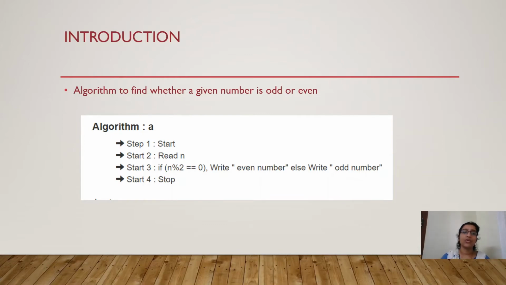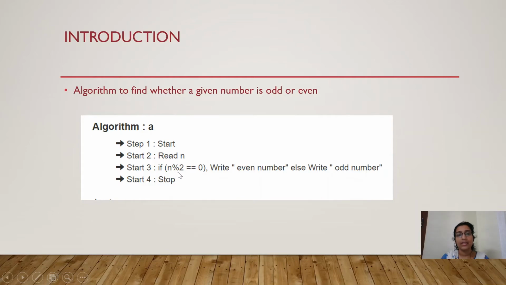That method we know: if we divide a number by 2 and the remainder is 0, then the number is an even number. If the remainder is 1, not equal to 0, then it is an odd number. So in the steps we'll write that. We have to list down the steps: step 1, step 2, step 3 and step 4. Step 1 is start, then read or input n.